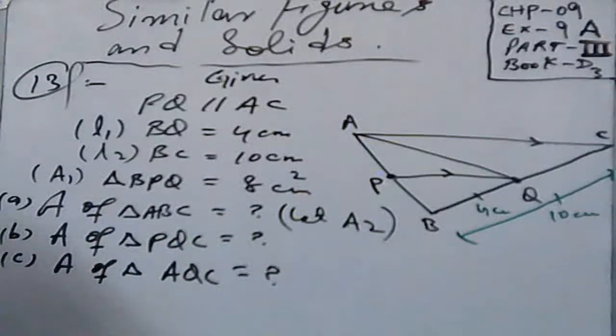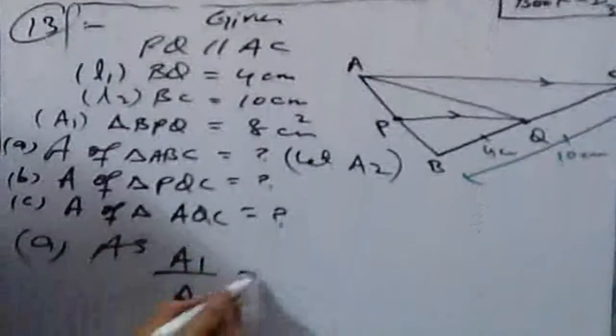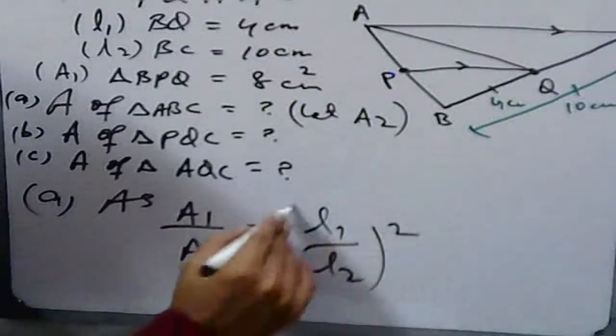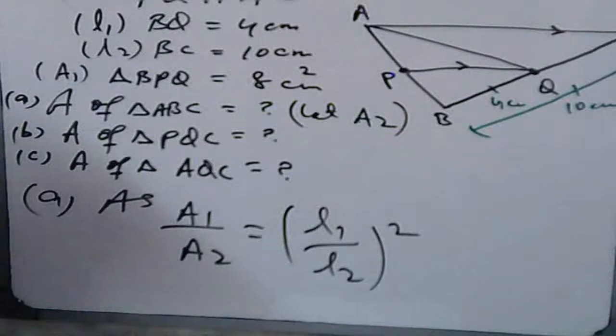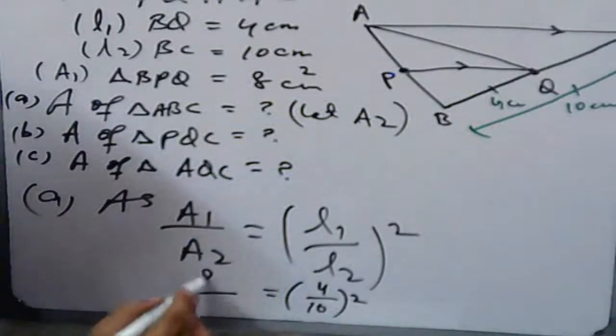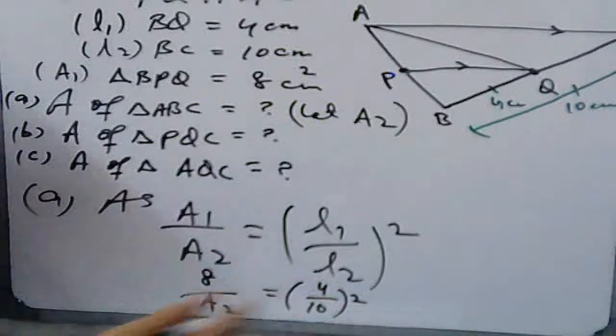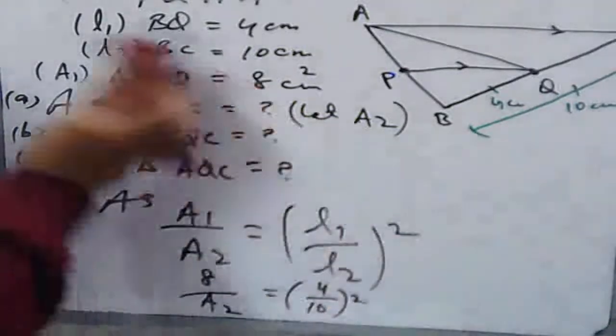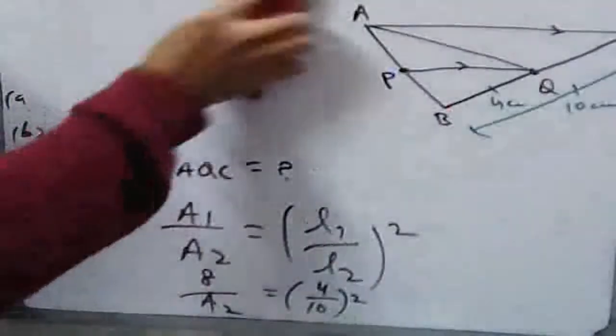So we have a simple formula for the solution of A part: A1 by A2 is equal to L1 by L2 whole square, because height is not common, that's why we are taking the square of it in the formula. So after putting the values, L1 is 4 and L2 is 10 square, A1 is 8, and we have to find A2. So by removing the square and simplifying it, you can see here. We don't have enough space here, so simplify it here.